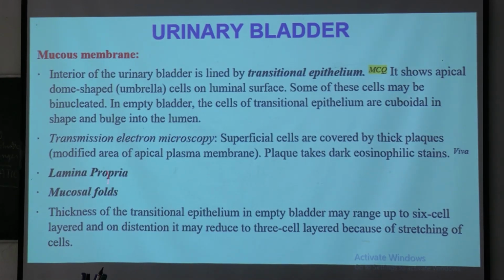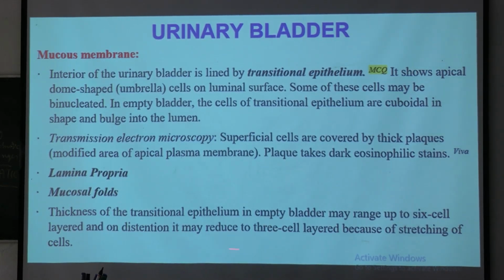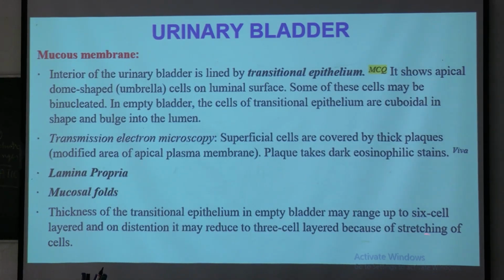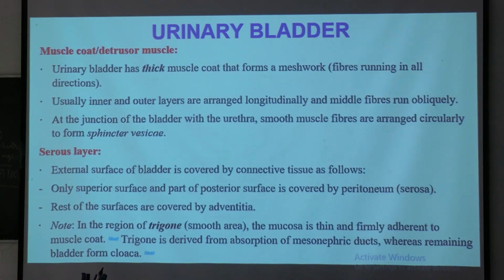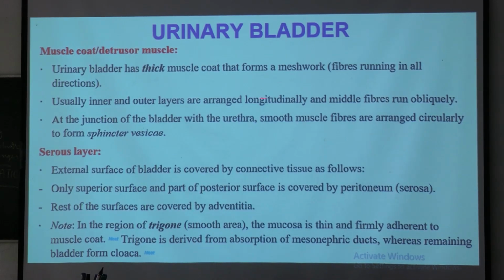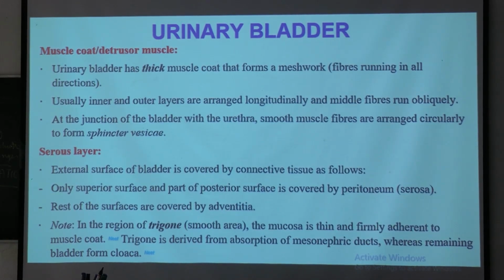Okay. Next, there will be lamina propria. There are mucosal folds. Thickness of the transitional epithelium in an empty bladder may range up to 6 cell layers, and on distension it may reduce to 3 cell layers because of stretching of the cells. Okay, understood? So after the mucosa, we go to the muscle coat. The muscle coat in the bladder is known as detrusor muscle. Okay. So urinary bladder has a thick muscle coat that forms a meshwork, with fibers running in different directions.